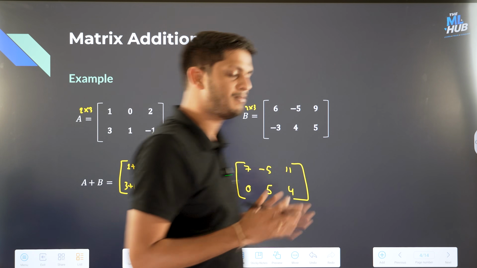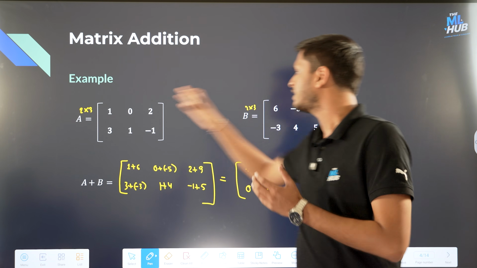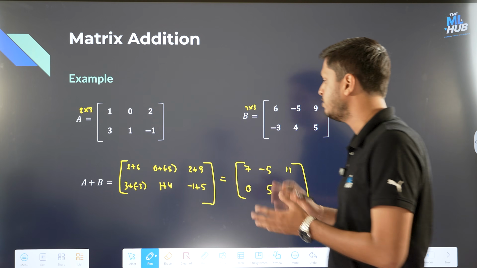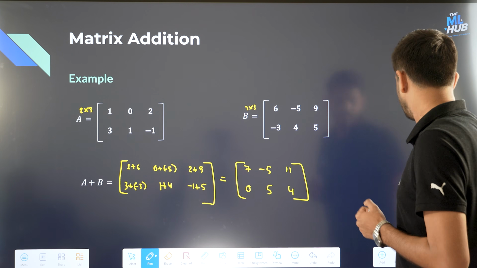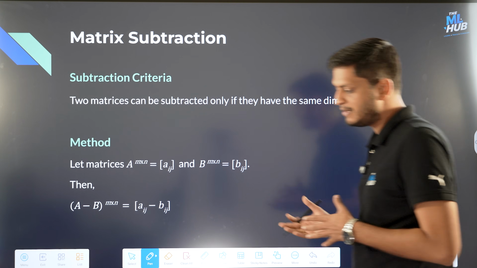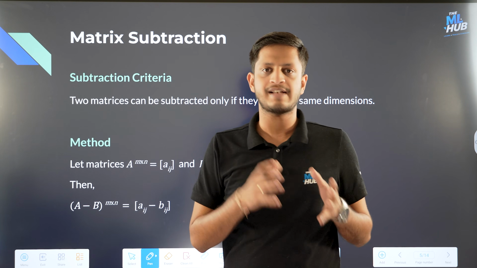You just have to add the elements element by element, which means the same element here will be added with the same ijth element here, and you will get another matrix. This is how you add two matrices. Now let's look at subtraction of two matrices A minus B. So again subtraction has the same criteria as addition.